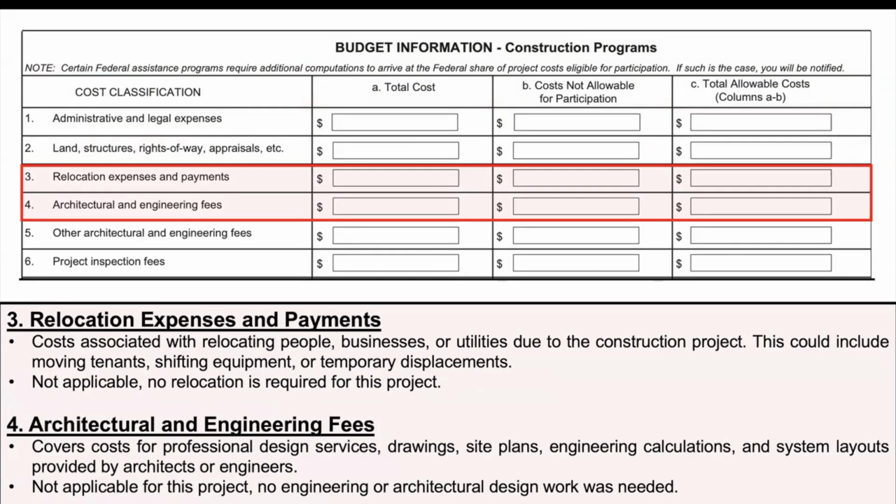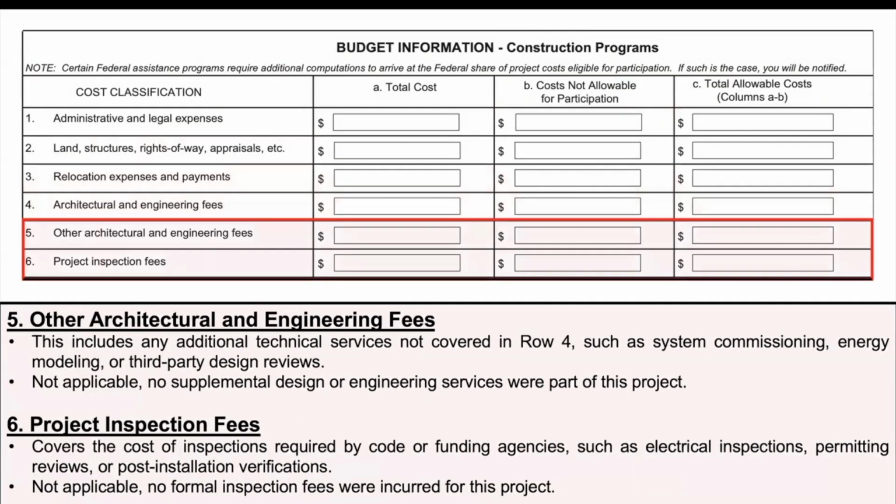Line 4 is architectural and engineering fees. These cover design services. Since we're just replacing some furnaces, no engineering work was really required. Line 5, other architectural fees. Things like energy modeling or third-party reviews go here. Again, not needed. Line 6 is for project inspection fees. This is used if a formal inspection is required. We didn't have one for this project, so it's left as 0 or blank.